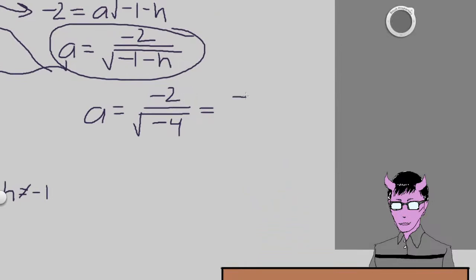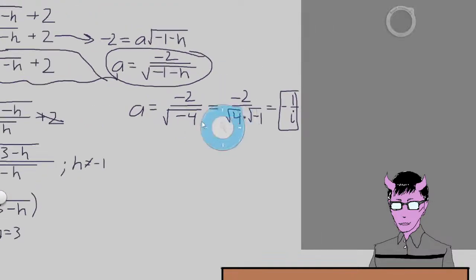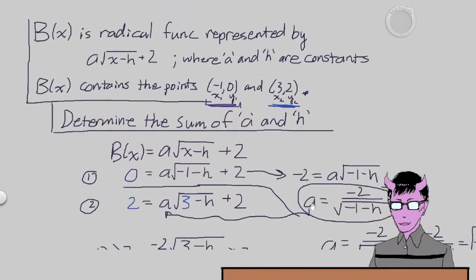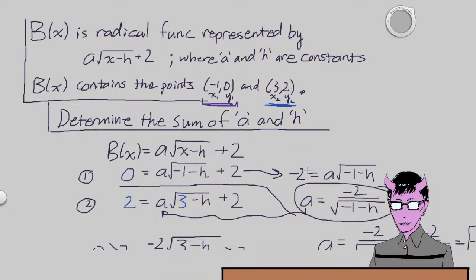Alright, so here it is, -2. This one splits up into square root of 4 times square root of -1. So that one becomes -1 over i. We haven't covered imaginary numbers, but this is what we're going to get from the situation. And that's actually pretty surprising. Huh. Very interesting. So the question is, how come it came out like that, right?